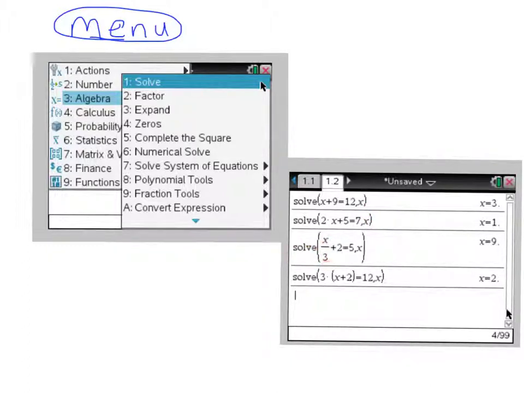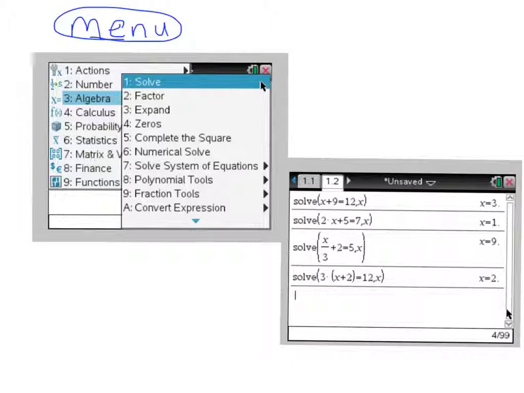Solve x over 3 plus 2 equals 5, comma x, because you're telling it, I want you to solve it for x. It does that. Solve 3x equals 12, comma x. Solve it for x. There's our answer. So your CAS calculator will work it out very nicely and easily for you. And as I said before, with further maths and general maths, year 11 and 12, you can have your calculator with you all the time for all the exams.